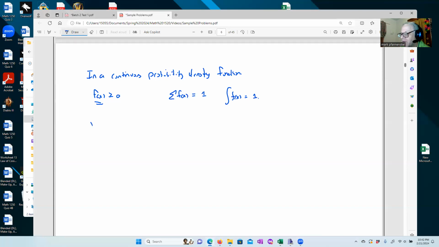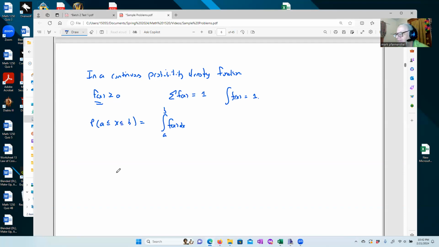We're going to say that the probability between 2 points, a and b, is going to be, again, the integral from a to b of f of x dx, and we just go ahead and integrate that out. Okay, so that's how that's going to work there.